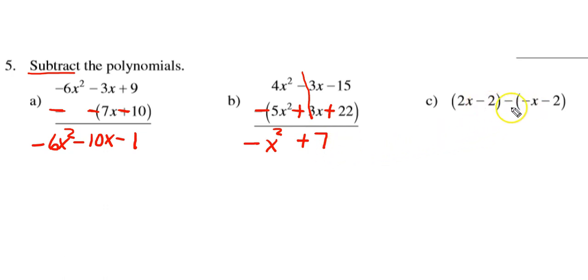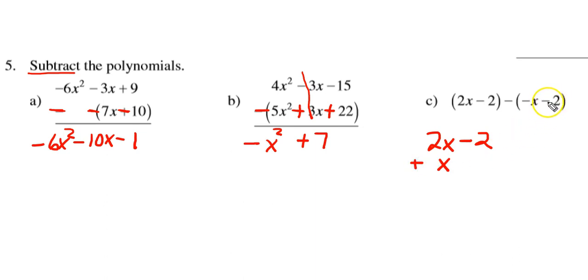And then now this one we have to set up. So we can write it 2x minus 2. Now we are told to subtract these. We do so by changing both signs. And then you can put them in like-term columns. So this was a negative x. It now becomes a positive x.